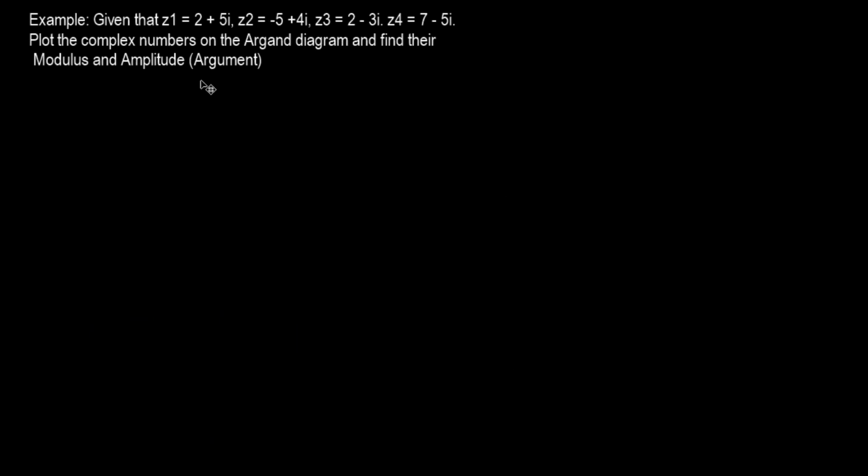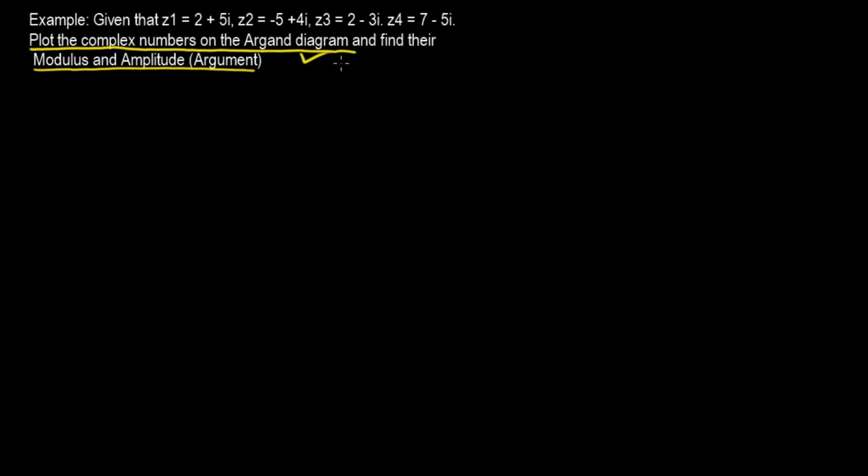Okay, let's get to it. We're going to be starting the first example we're going to be looking at in this tutorial. Given that z1 equal to 2 plus 5i, z2 equal to minus 5 plus 4i, z3 equal to 2 minus 3i, and z4 equal to 7 minus 5i. Plot the complex numbers on the Argand diagram and find the modulus and amplitude, same thing as argument. So let's look at the questions that we have to solve in this particular problem. We have to plot the complex numbers on the Argand diagram, and we have to find the modulus and amplitude.